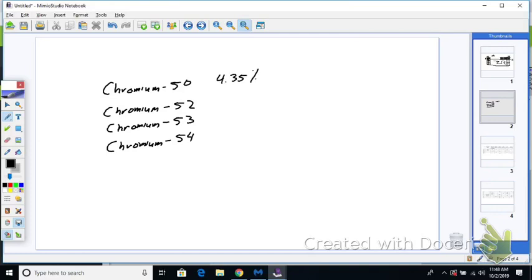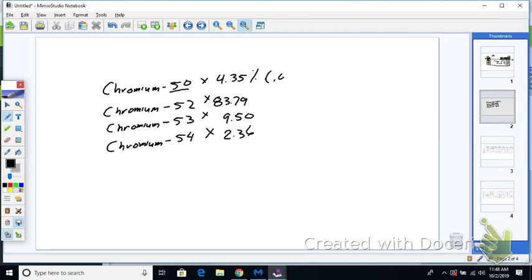This one is 4.35% of a sample. So about 4 out of 100, I would find a chromium 50. This is 83.79. That means about 84 out of 100 would be chromium 52. There's about 10 out of 100 chromium 53, and there's only about 2 out of 100 that would be chromium 54.